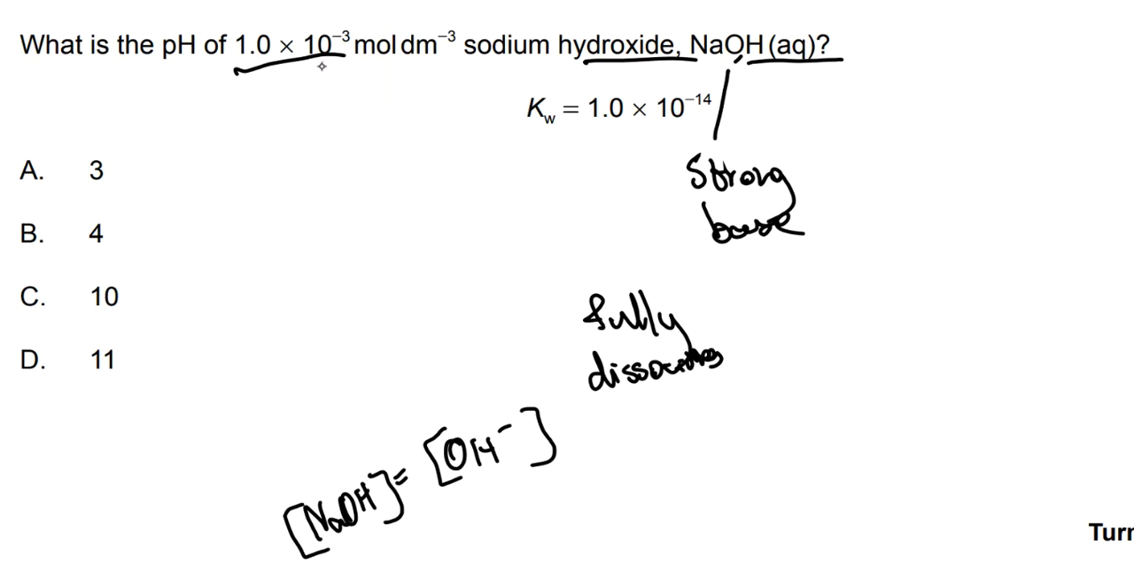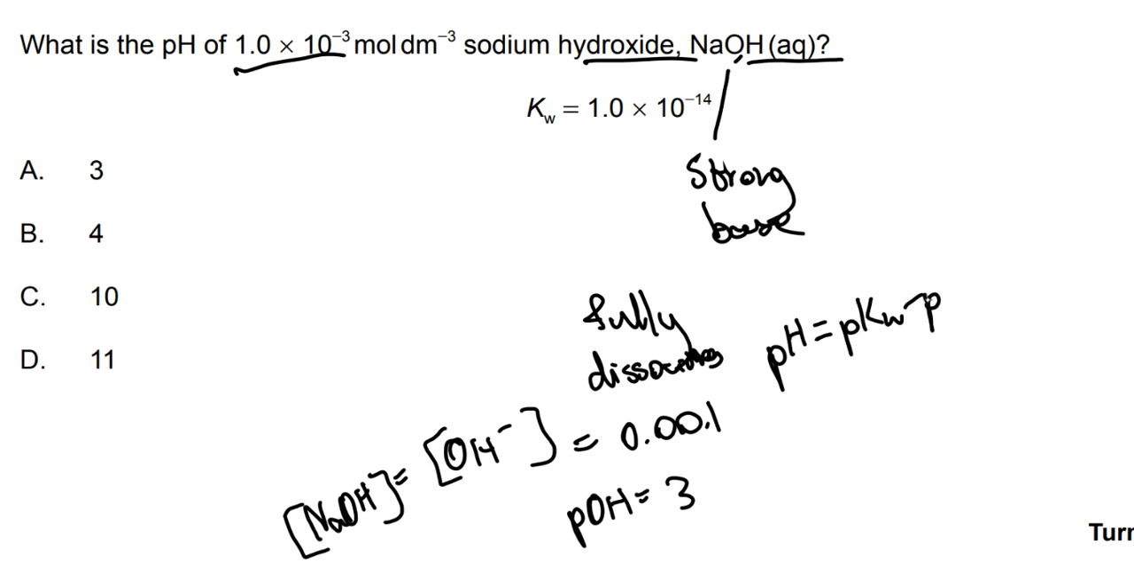And if we have a concentration of this much sodium hydroxide, in non-scientific notation, this is going to be the concentration of OH minus. So if we do pOH, we're going to get a pOH of 3. If we have a pOH of 3, we can work out pH by doing 14, or pKw, sorry, pH equals pKw minus pOH.